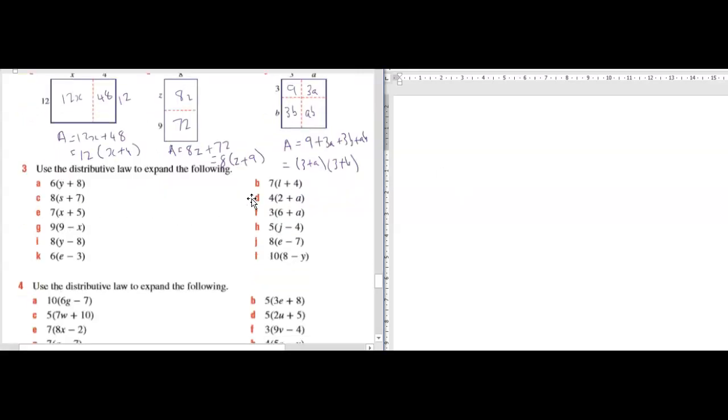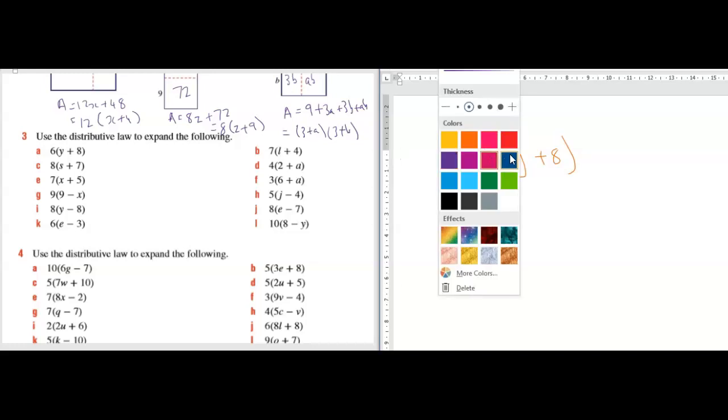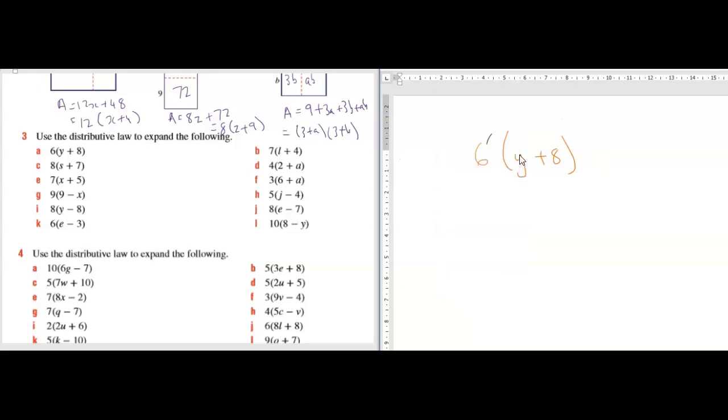All right, so moving on to question 3. When you're expanding brackets, 6 times y plus 8, always draw your lines. I'm going to go blue. So we're doing 6 times y and 6 times 8, because so many people always forget the second term. So it's 6 times y plus 6 times 8. So 6y plus 6 times 8, which is 48. And we leave it like that.